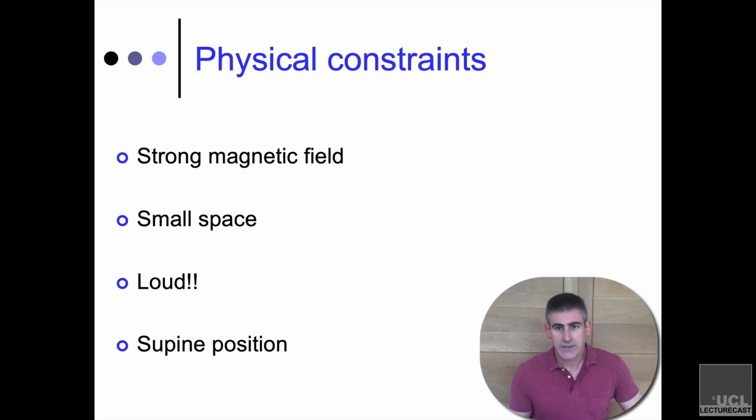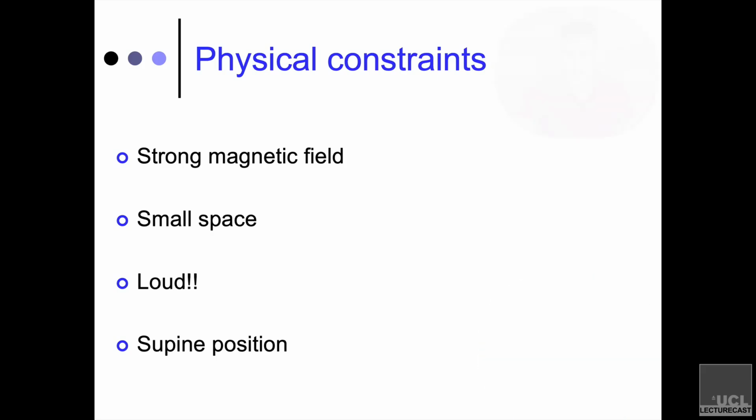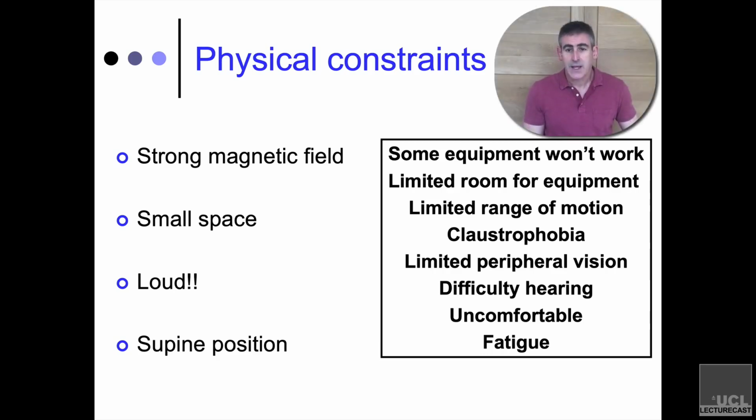So the physical constraints that we're talking about are things like the fact that you're in a very, very strong magnetic field. There's a small space, it's physically a constrained area. As I mentioned in the first week's lectures, it's also a very loud environment due to the Lorentz forces of the magnets on magnets producing sounds. And people are lying on their backs. So for all these reasons, it's a very different environment than what we normally deal with in psych experiments, for instance. And what this means is, some equipment won't work.